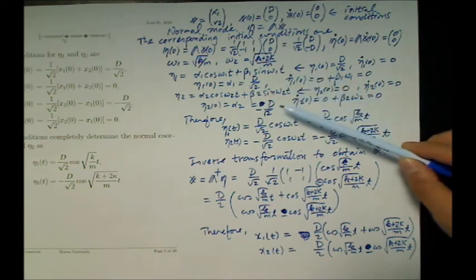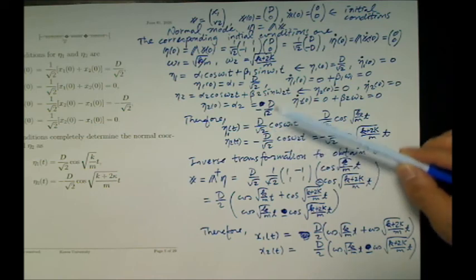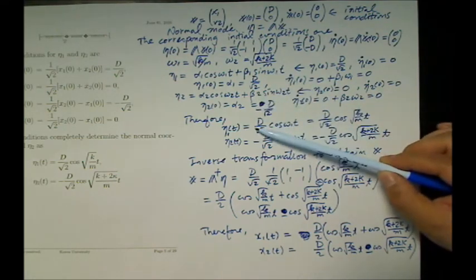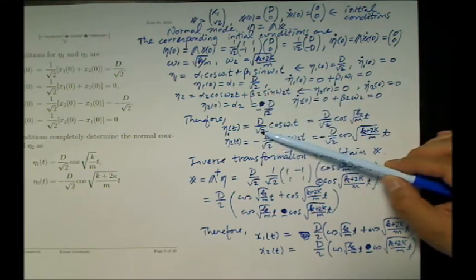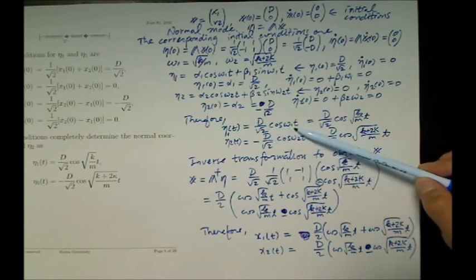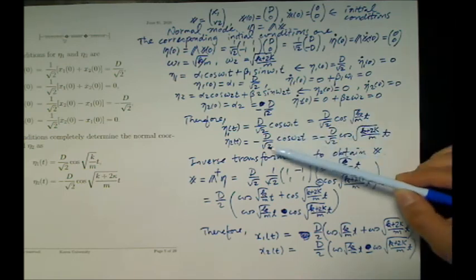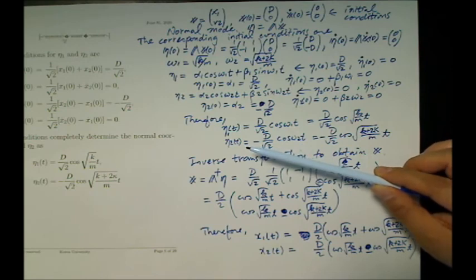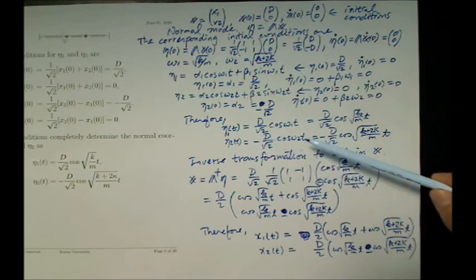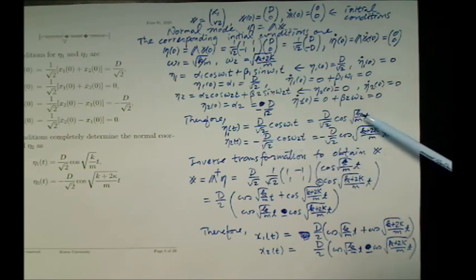Substituting these conditions into the general solutions, we find that eta 1 is d over square root of 2 cosine omega 1t, that is d over square root of 2 cosine square root of k over m t. And the other normal coordinate has a different sign and different frequency. And we have indeed different frequencies.